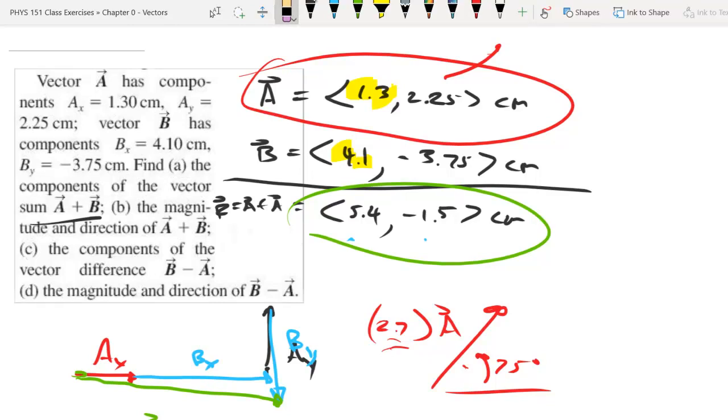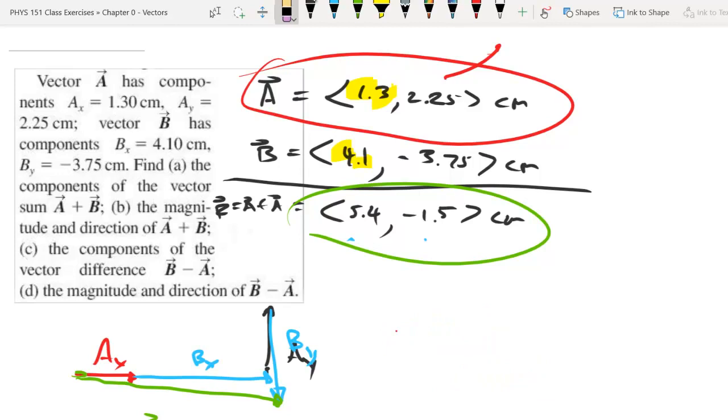Okay, I'll run through the rest of these more quickly here. Part B says find the magnitude and direction of A plus B, which is what we had here, right? So that's R. And so I need to know, what is this magnitude, and what's this angle, right? And you look at it and you say, oh, okay, this should end up in the fourth quadrant, so I should get a negative angle, or somewhere between 270 and 360 degrees, right?